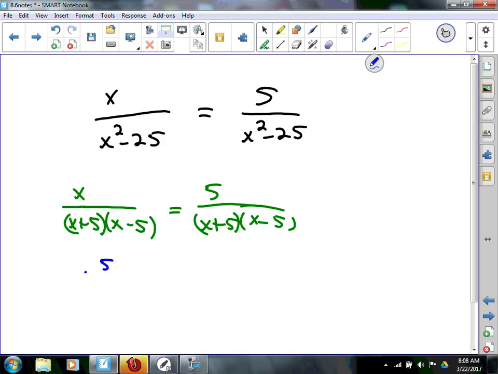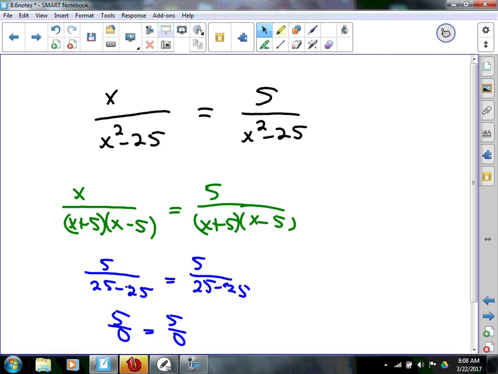We'd have 5 divided by 25 minus 25 equals 5 divided by 25 minus 25. Well, that looks to be true. But that's 5 divided by 0 equals 5 divided by 0. What do we know about dividing by 0 in math? It's kind of like doing 170 in a school zone. What's wrong with doing 170 in a school zone? It's illegal. And in math, dividing by 0 is illegal, not advisable, not cool.